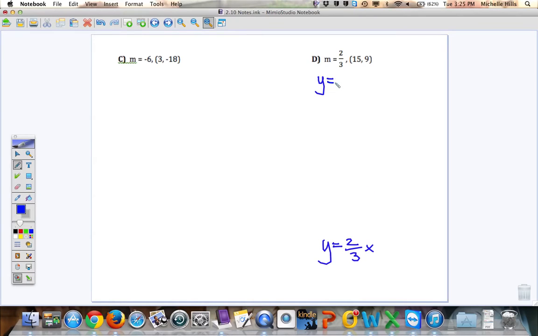If I know that y equals mx plus b, I already know my slope is 2/3, and inside my ordered pair, I know that the x in that ordered pair is 15, so I can substitute that for x. The y is 9, so I can substitute that for y. And then, I'm not going to finish this right now, I could solve this equation to find b, which is my y-intercept, and then add that to my final equation here.